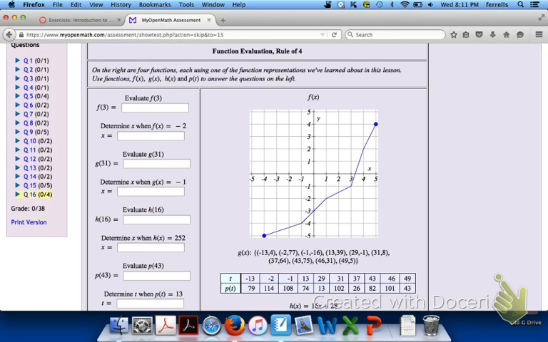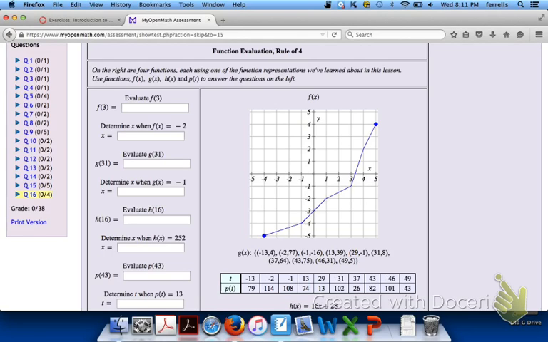There is f of x, which is the graph they show you. There is g of x, which is that set of coordinates they give you. There's p of t, which is that chart they give you. And then there's also h of x, which is written as a formula. So be aware that there's 4 different things going on here. So depending on which question they ask you about, you're going to have to reference different things.